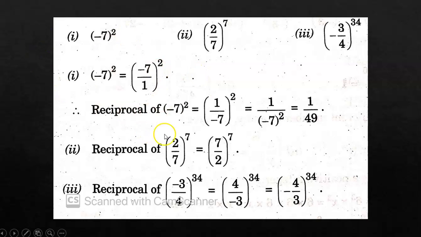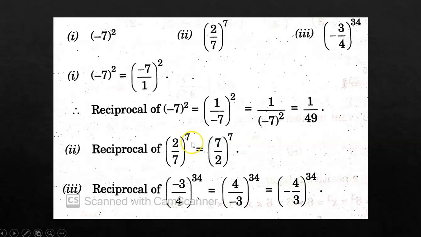Now see, find the multiplicative inverse or the reciprocal of minus 7 raised to 2. So here it is solved. Minus 7 raised to 2 would be 1 upon minus 7 the whole raised to 2. Now if we try to solve this further, this is how we get the answer. You need not worry about these sums. We will solve them a little later. These are just examples. Just have a look at them.